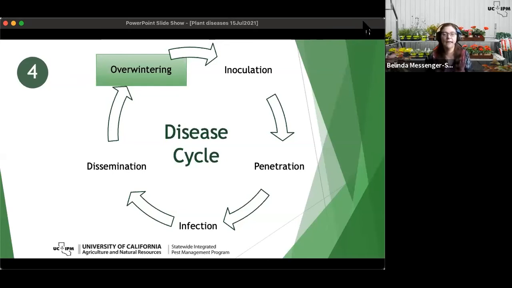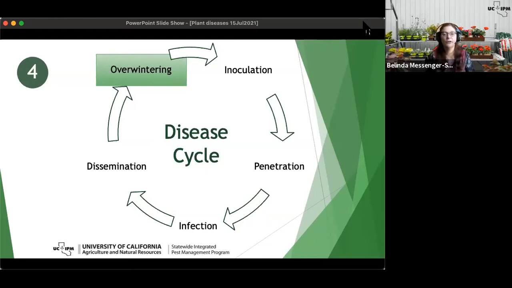Infection happens as the pathogen moves and grows through the plant host. This is a stage where you'll start to see disease symptoms as the plant reacts to the presence of the pathogen. Next is dissemination. This is when the pathogen moves from plant to plant. Pathogens can move in a number of ways, such as with the splashing of water or rain, irrigation, with wind. They can move with insect vectors or with people. At this stage, you might see signs of the pathogen, like a mushroom.